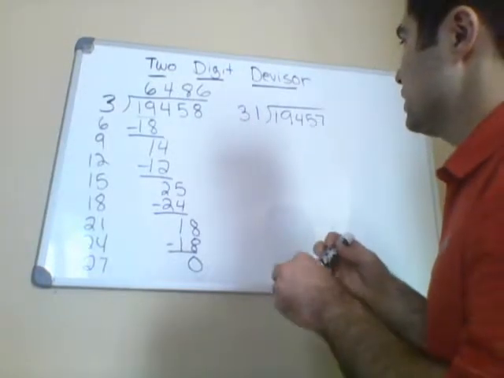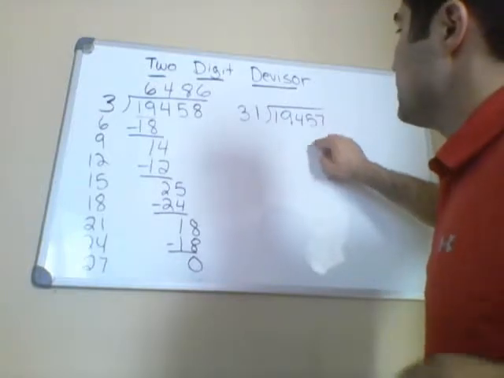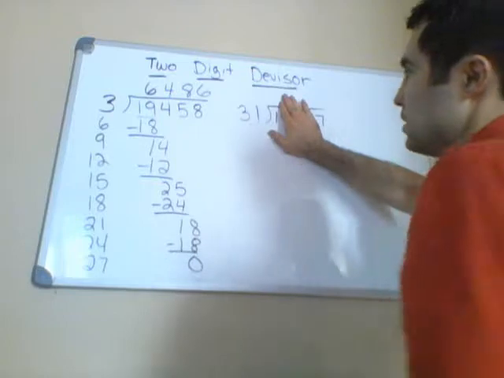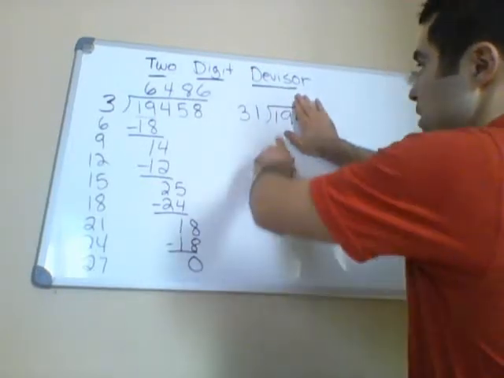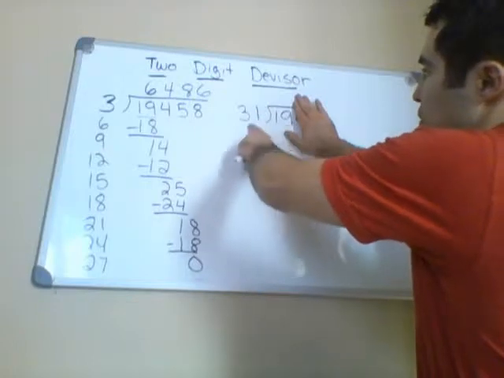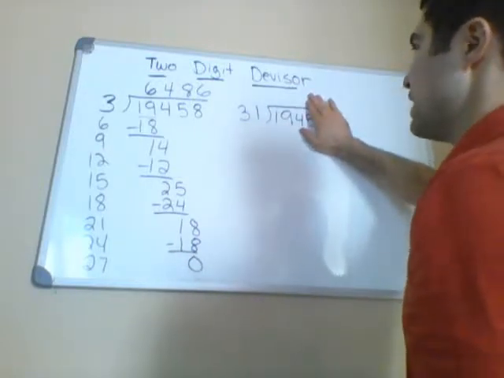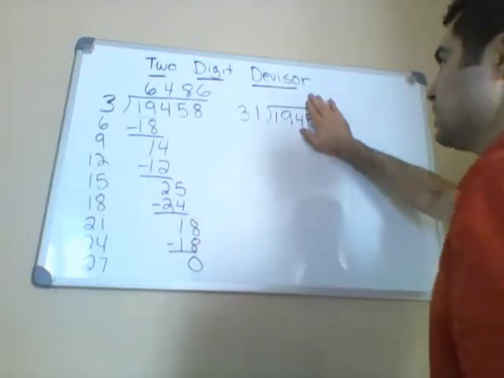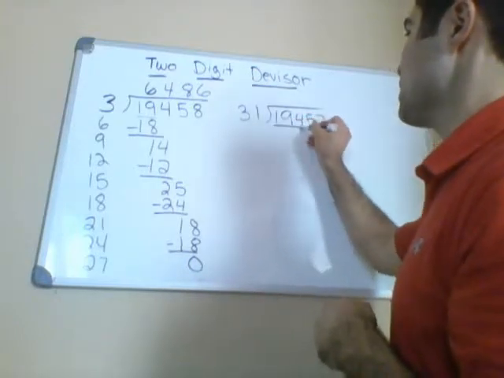31 is going to divide 19,457. So let's cover up this. Can you divide 1? Can 31 divide 1? Nope. 19. Can we divide 19 31 times? Nope. So we're going to go to here. 194. 194 can be divided by 31. Okay? So we're going to start out doing this number.